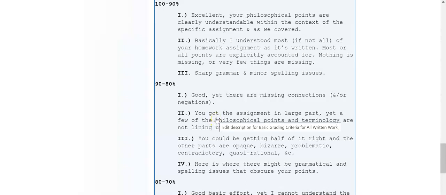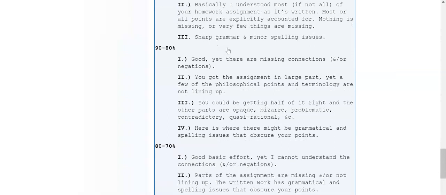Nothing is missing or very few things are missing, which means there could be things missing, which would take you from 100 to 90. Okay. So sometimes things are missing, but they're still really damn good. So I will give you above 90. 3, sharp grammar, minor spelling issues. So you could make spelling mistakes, but not too much.